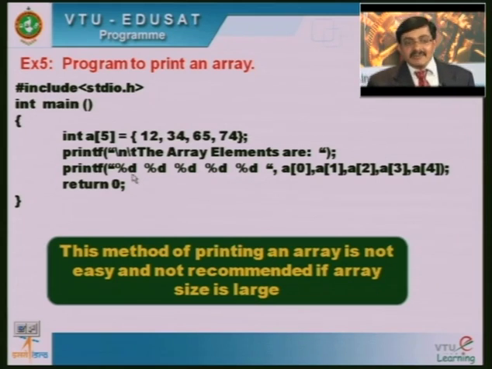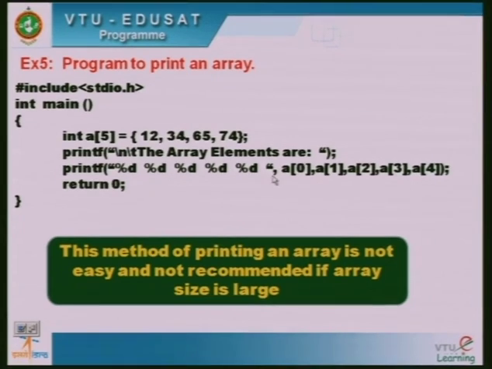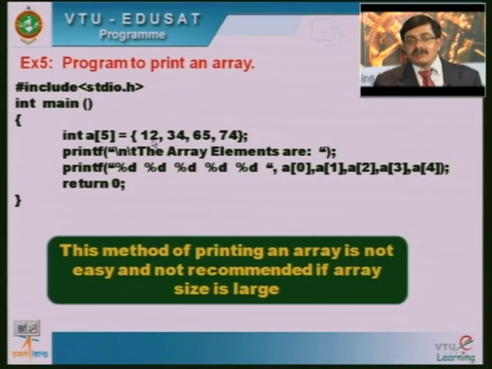So, here I am using 4 %d, 1, 2, 3, 4. So, one more percentage is to be added over there. So, 5 %d, and each of the elements I am going to print there: a of 0 value, a of 1 value, a of 2 value, a of 3 value, and a of 4 value. When I print all these values, it will print 12, 34, 65, 74, and the last element is not mentioned there. So, by default it will take the value as a 0, and that will be printed over there.